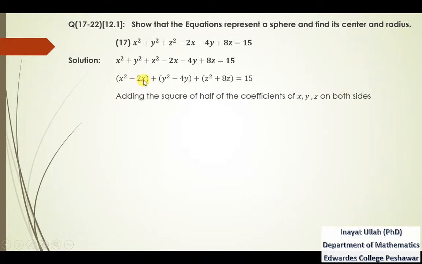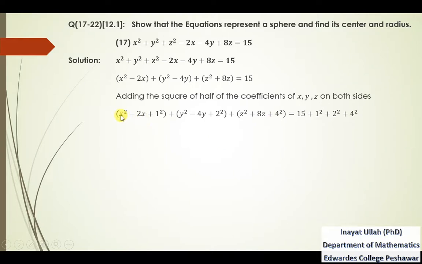This is the coefficient of x. Half of 2 is 1, so adding 1 square here and there. Half of 4 is 2, so adding 2 square here and there. Half of 8 is 4, so adding the square of 4 here and there. So that's how we write this step: we add 1 square here and there, 2 square here and there, and 4 square here and there.